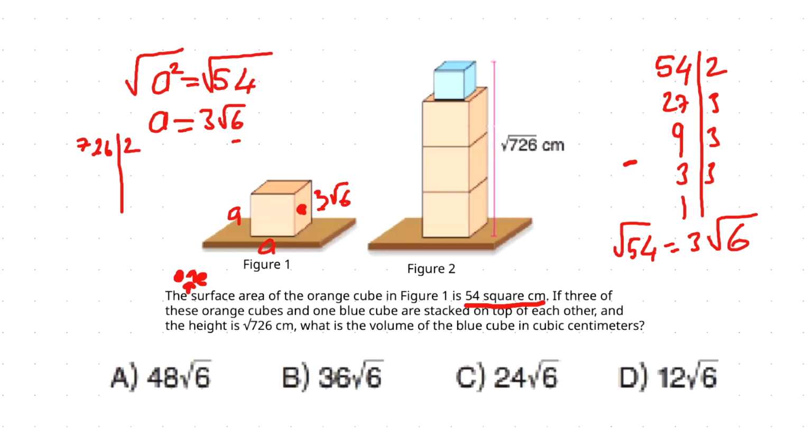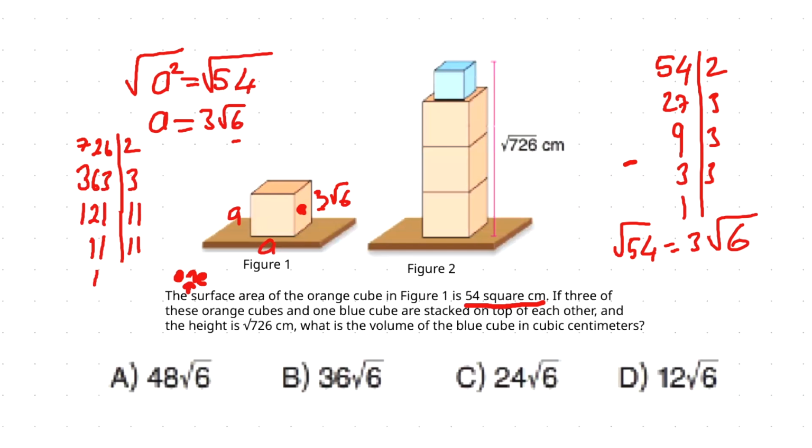So 726 divided by 2 will give you 363. So you will divide 363 by 3. You will have 121. Can I divide 121 by 3 or 5? No, you all know that it's a multiple of 11. So you will divide by 11. If you divide 121 by 11, you will get 11. And that will be divided by 11.